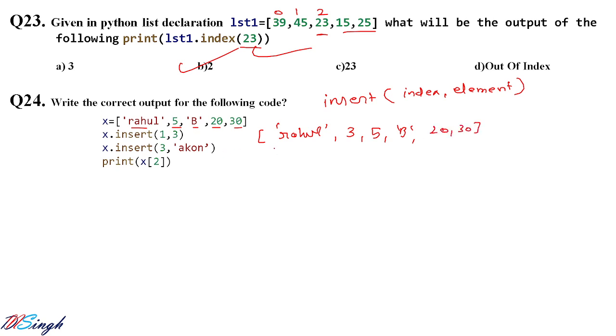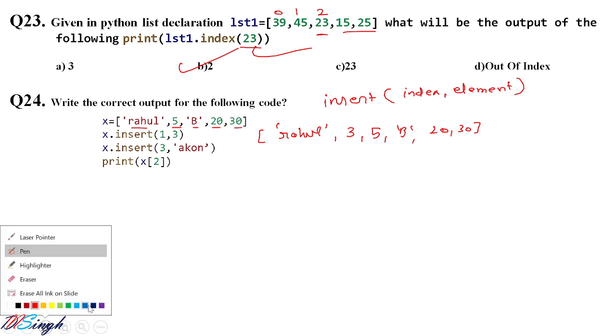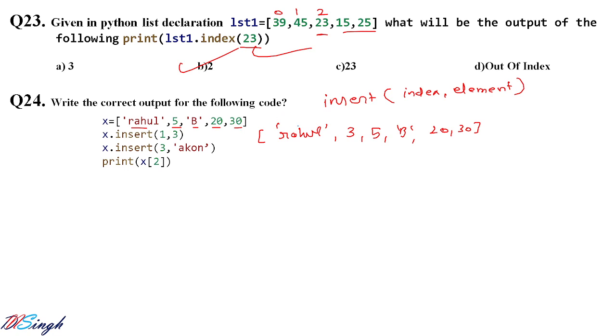30. And next, at index 3, what are they saying? At index 3 they are saying now put one more element, that is called Akon. So now the list will become Rahul, and which is index 3? 0, 1, 2, 3. Remember, indexes will keep on changing if you put elements inside the list. So you have to be very clear about that. After this step, you have to find where index 3 is.